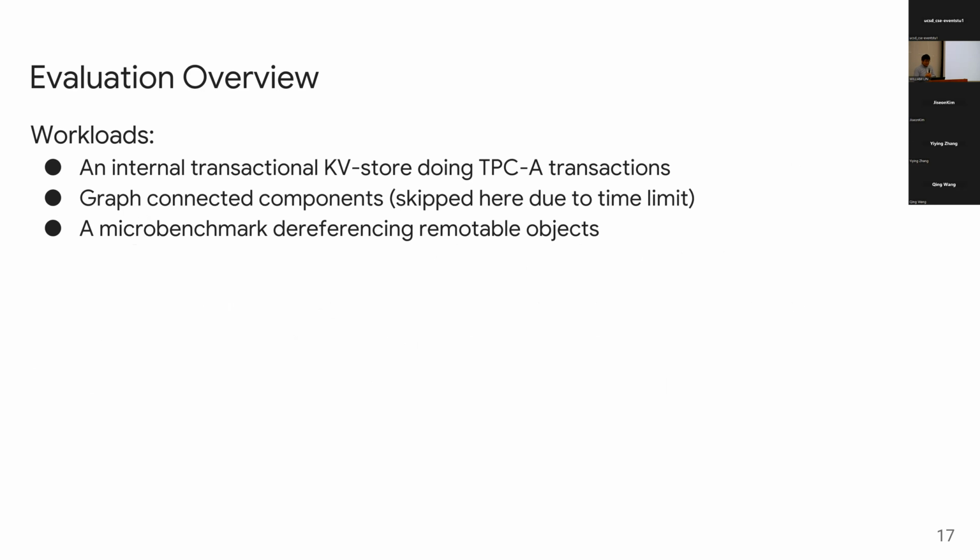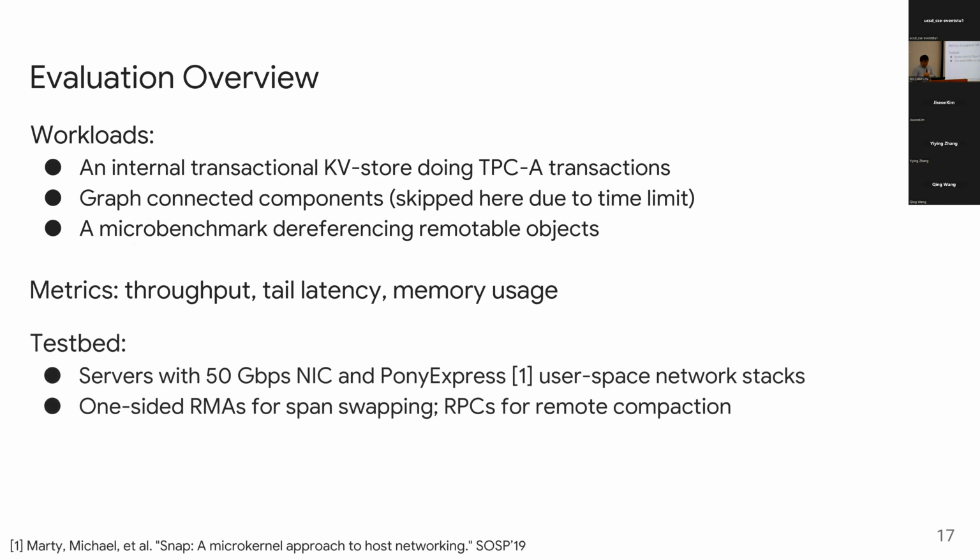We use three types of workloads covering in-memory database transactions, graph processing, and microbenchmarks studying the system sensitivity. We evaluate on various dimensions: throughput, tail latency, remote memory usage, and more. We use commodity servers with 50G NICs and the Pony Express user space network stack. This network stack provides us efficient one-sided RMAs for the span swapping and RPCs for the remote compaction.